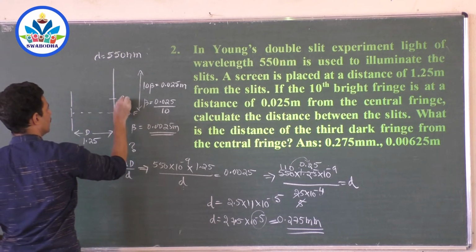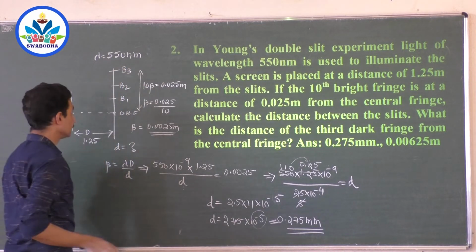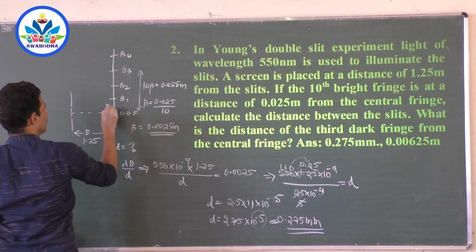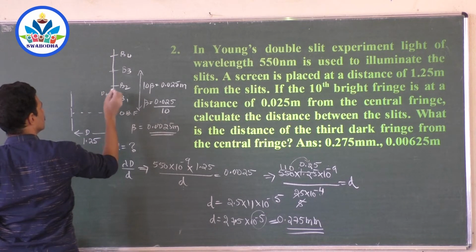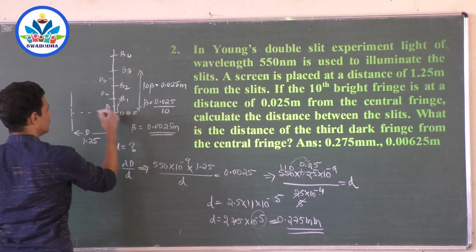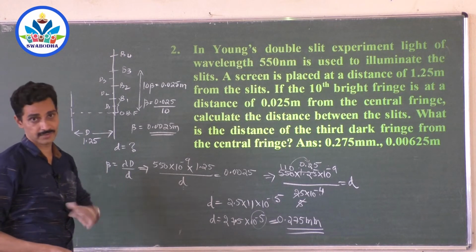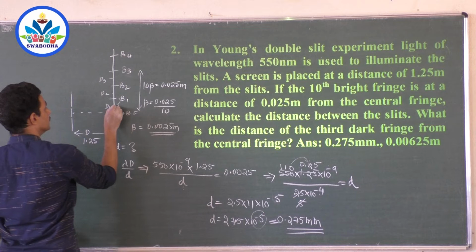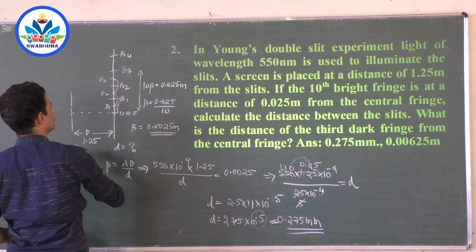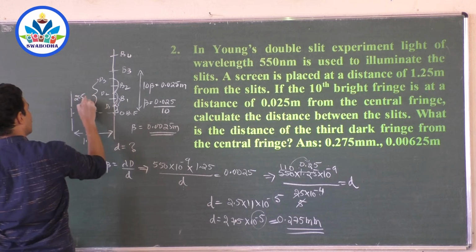Suppose this is bright 1, bright 2, bright 3 and bright 4, like this. Suppose this is dark 1 here, dark 2, dark 3. Where is dark 3? Dark 1 is at half beta because this is beta. Because central one is bright fringe. So from central bright fringe to the first dark fringe, half beta. Then here to here 1 beta. Here to here 2 beta. 2 beta and half beta. So third dark fringe is at 2.5 beta.